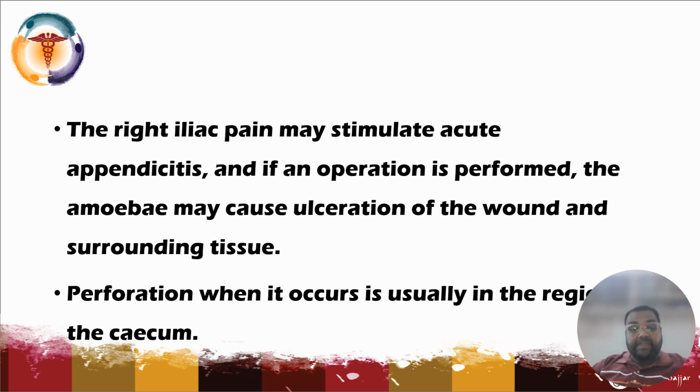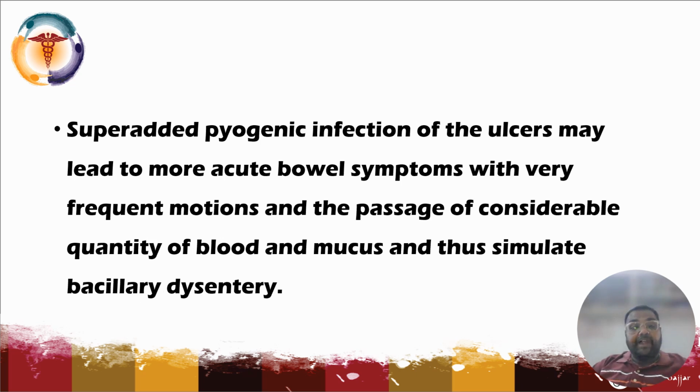Perforation, when it occurs, is usually in the region of the cecum. So in long complications, when it is invading and perforation occurs, usually we see it in the cecum region, right? Superadded pyogenic infection of the ulcer may lead to more acute bowel symptoms with very frequent motions and the passage of a considerable quantity of blood and mucus, and thus it simulates bacillary dysentery. अब क्या हुआ, अमीबा ulcer create करेगा. तो उस ulcer के आसपास नया infection होगा और वो bacillary infection भी हो सकता है. तो अब वो पूरी condition हमें bacillary dysentery जैसी दिखाई देगी.